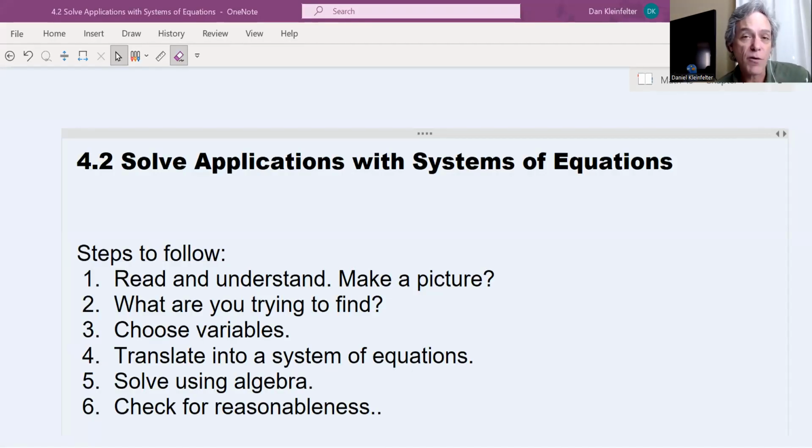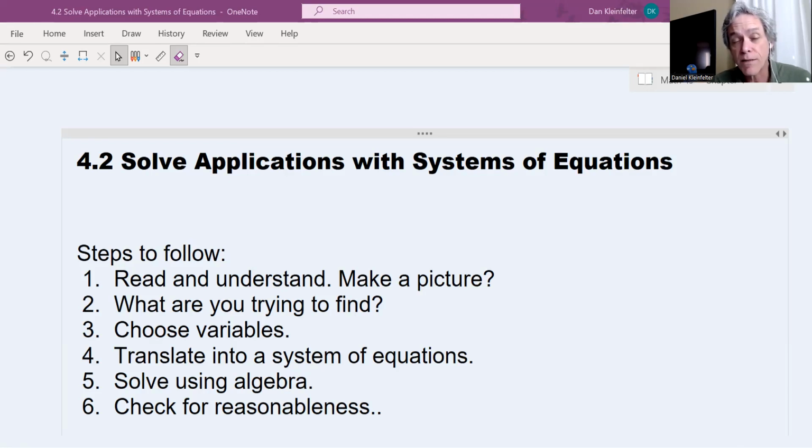Welcome back. In this video, we're going to go over section 4.2, which is about solving application problems using systems of equations. So before we get started, a couple of things. One is many of the problems that you'll see in the section could be done using single variable methods that we've already studied. So a lot of the problems in this section may appear familiar.